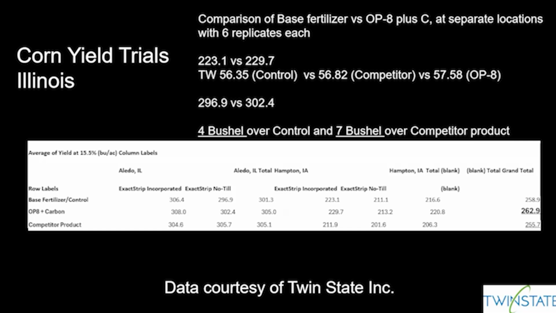Yeah, pretty significant. We also saw the test weight. The control was 56.35. The competitor was 56.82. The OP8 ended up with a 57.58 test weight. So we had better yields and we had better test weight. That's more gravy.